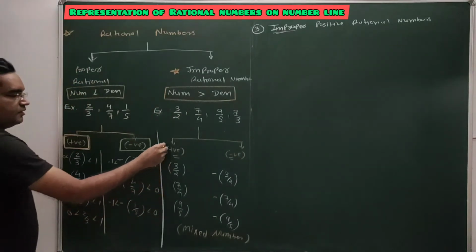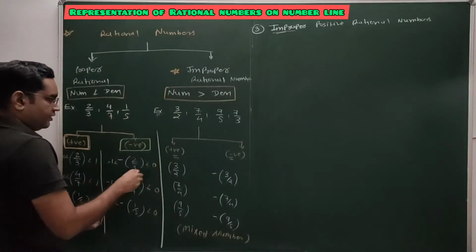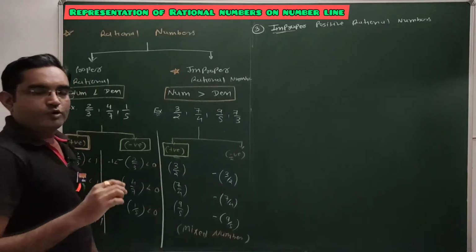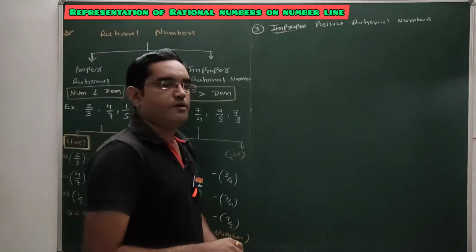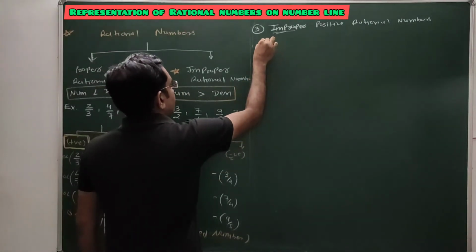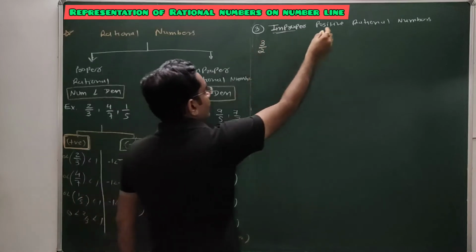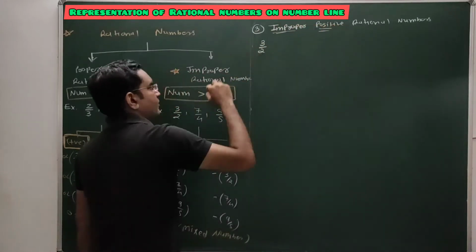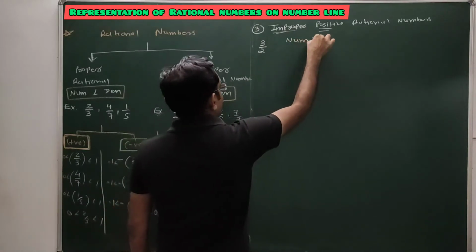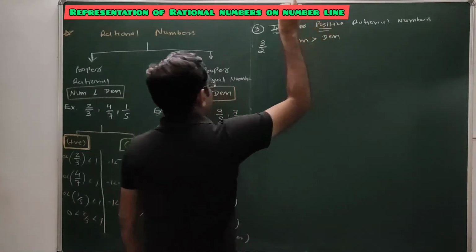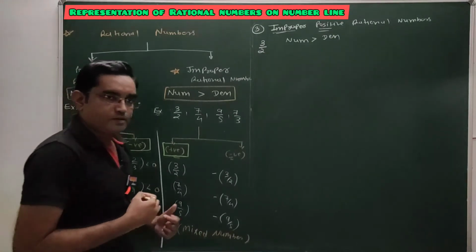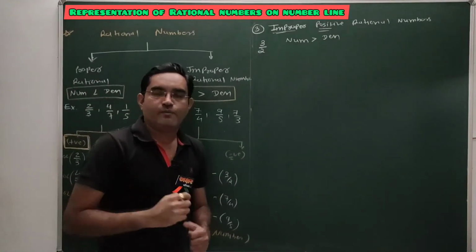So in this third case, we are going to discuss the representation of improper positive rational numbers. For example, 3/2. So 3/2 is a positive number and it is improper because the numerator is greater than the denominator. So it's an improper positive rational number. So how to represent this type of rational number on a number line?